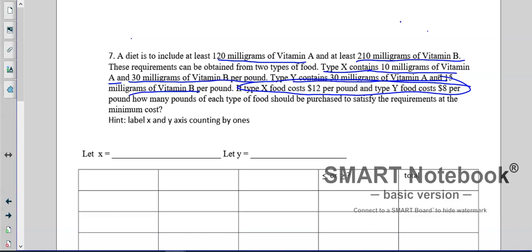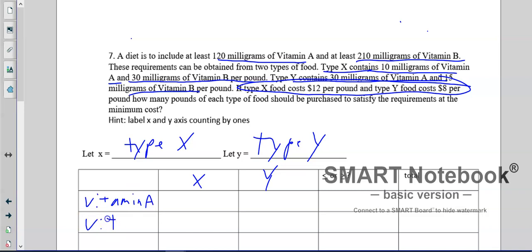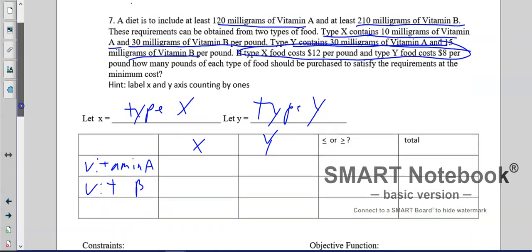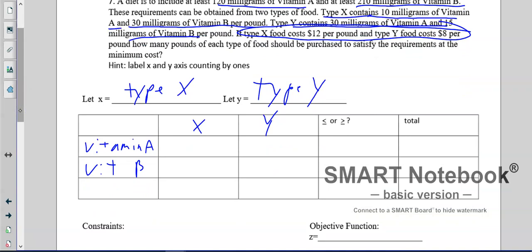Okay, so in this case, X is type X and Y is type Y. So X and Y, X and Y. Now we have vitamin A and vitamin B. The breakdown says X has 10 of A and 30 of B. Y has 30 of A and 15 of B. And we're going greater than or equal because we're doing a minimum. And it was 120 and 210.